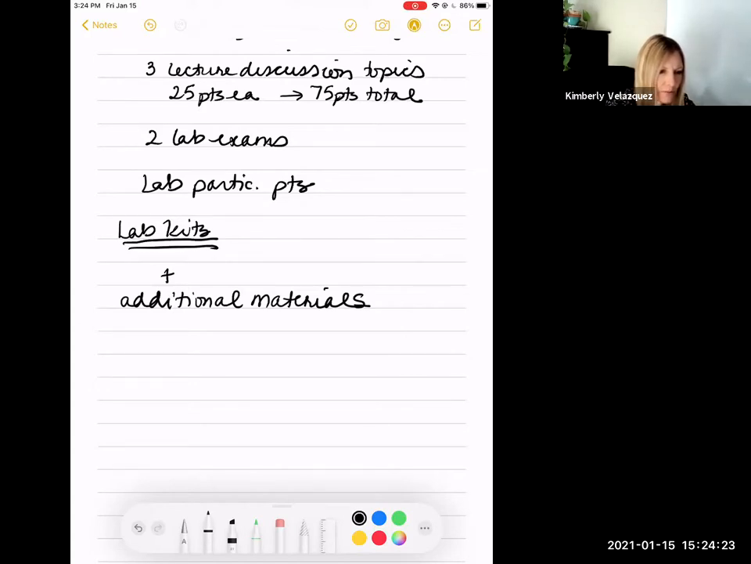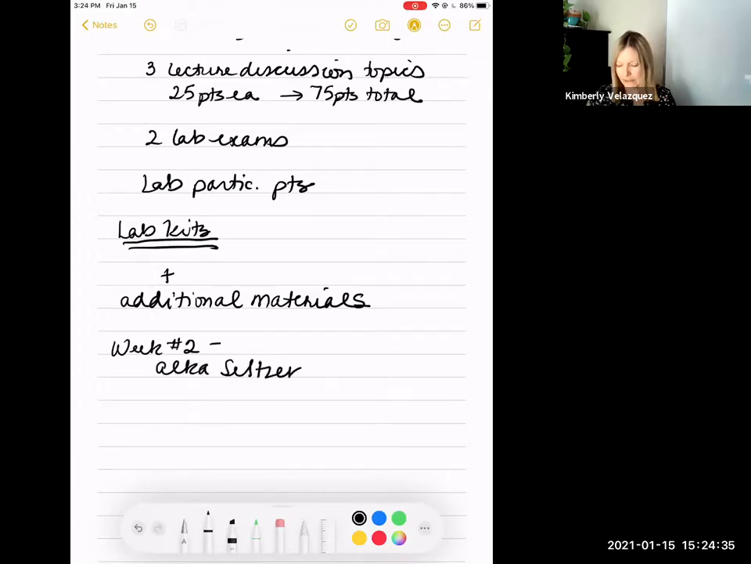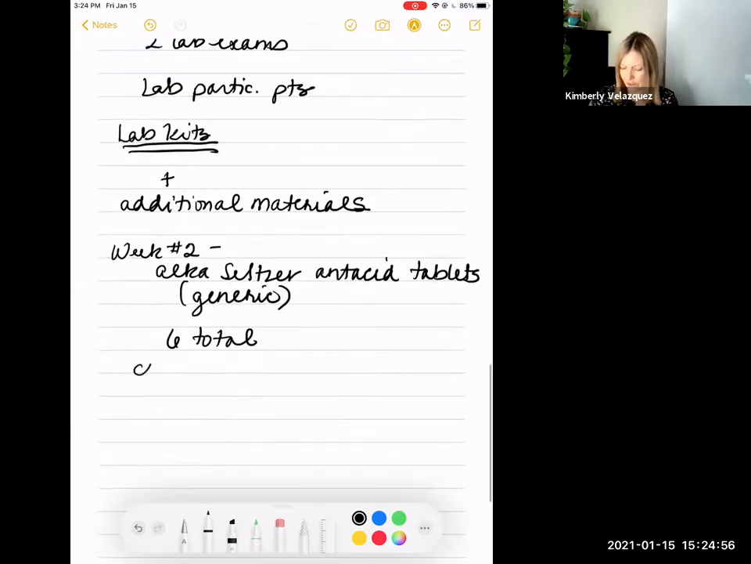And I'm going to specify this in the email, but week number 2 of class, you are going to need Alka-Seltzer and acid tablets. Okay, you can go generic, doesn't have to be name brand. You can order these on Amazon. They should be around $3 for 25 of them, and you only need 6 total. Okay, you also need a clear plastic cup or a clear glass in which to do your experiment. And you need some type of timer.